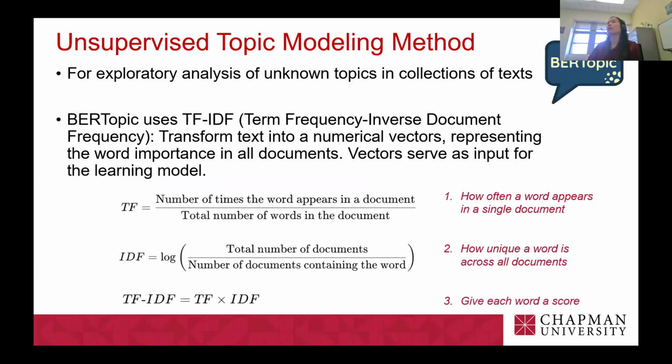So for our topic modeling method, we used an unsupervised method, BERTopic, which allows us to explore unknown topics in a collection of text without having to have predefined topic labels. It uses TF-IDF, which stands for term frequency inverse document frequency. So in these basic equations here, you can see how the text is transformed into a numerical vector. First off, it'll calculate how often a word will appear in a single document. So this TF is the number of times the word appears in a document divided by the total number of words in that particular document. And then it will measure how unique a word is across all the documents. So it's the log of the total number of documents divided by the number of documents containing the word. So each word is given a score, which serves as an input for the learning model.